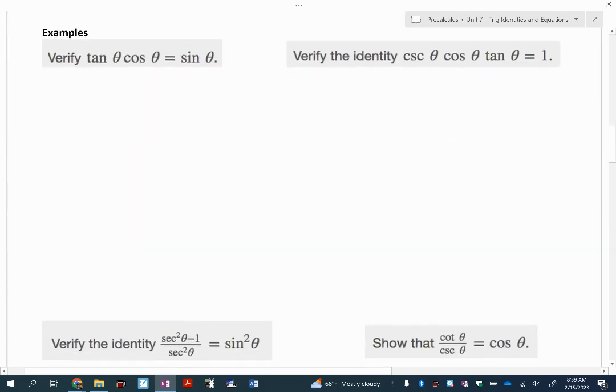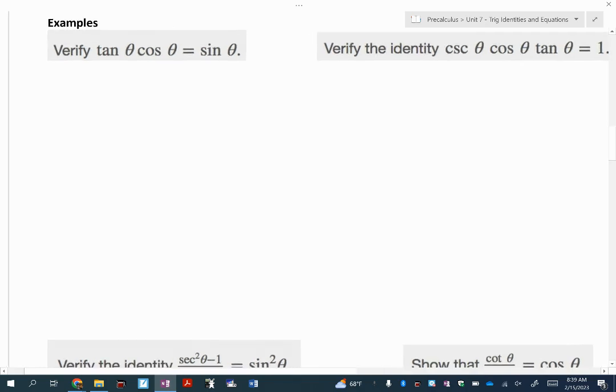The first one says to verify that the tangent of theta times the cosine of theta is equal to sine of theta. So what I do is I pick a side. The left side has tangent and cosine multiplied together. So I'm going to choose those trig functions to manipulate them, rewrite them using my identities to make them look like just sine theta. I'll do my best here. It's not going to be perfect. I'll try to show everything my brain is thinking.